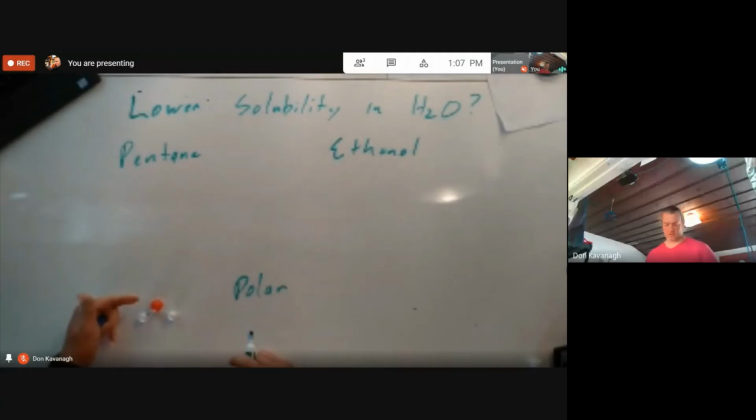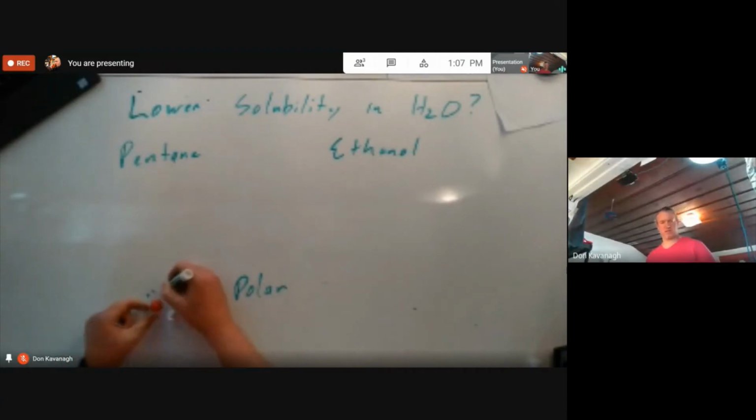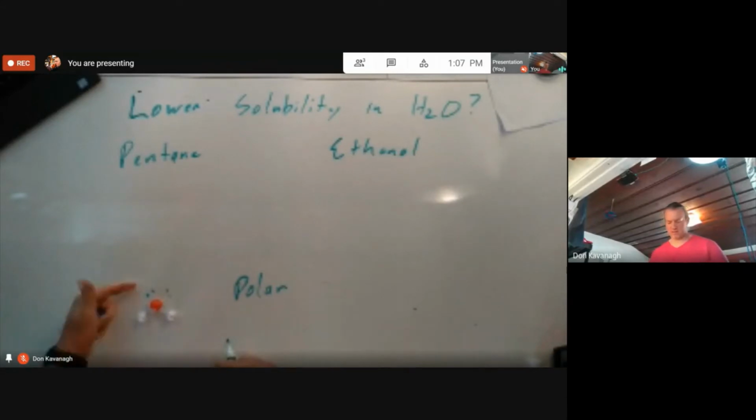It is asymmetrical, with some electrons on this other side right here. It's got a negative end and a positive end. So it's a polar molecule. So we're looking for something that is also polar and as similar to water as possible to debate its solubility.